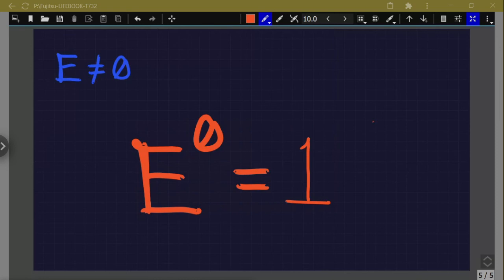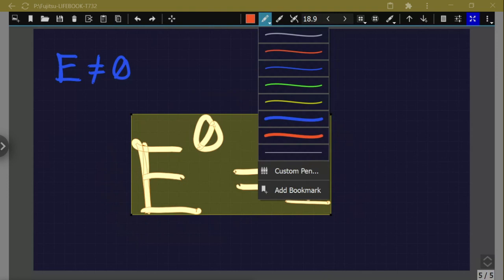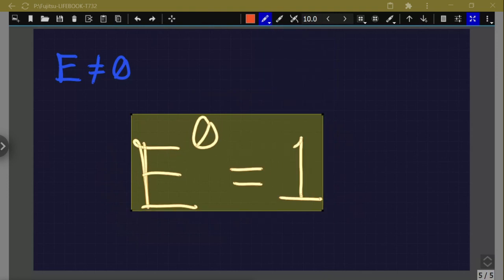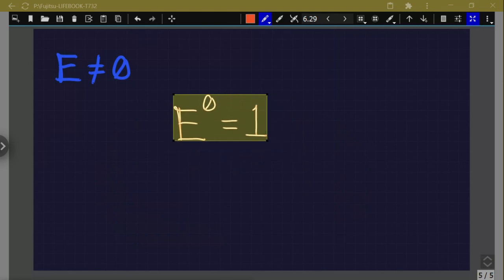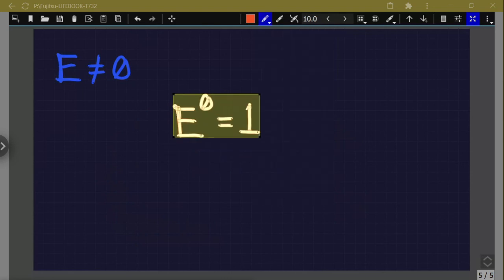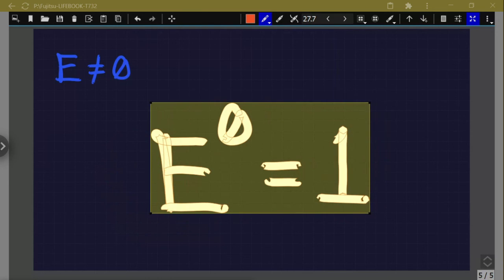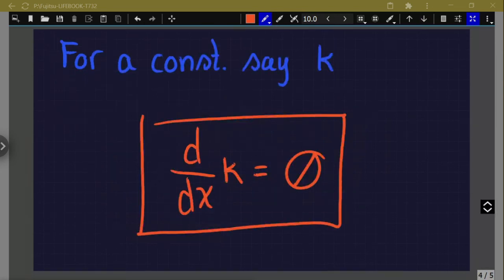Okay. So I'm trying to keep them all the same size. So let me see here, to make them bold, make them small, keep them again, and then make them big. There we are. Okay, so e to the 0 is 1, assuming that e is not equal to 0.